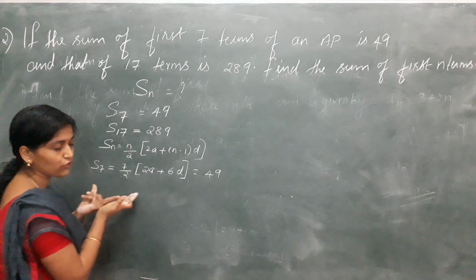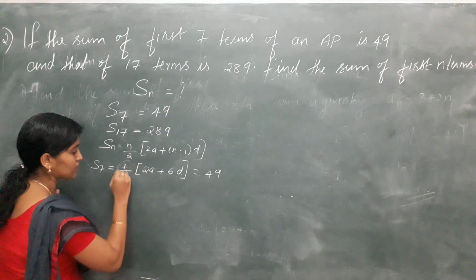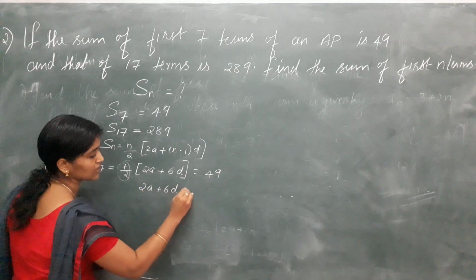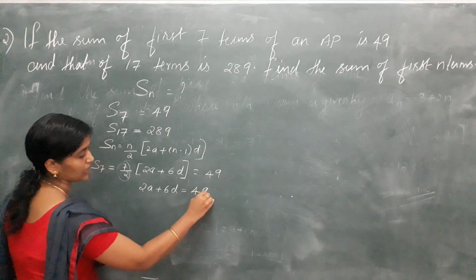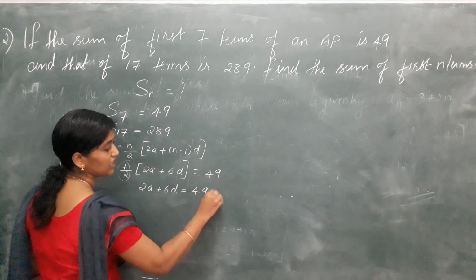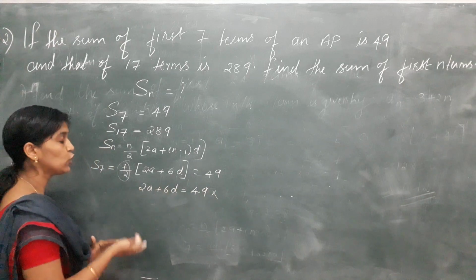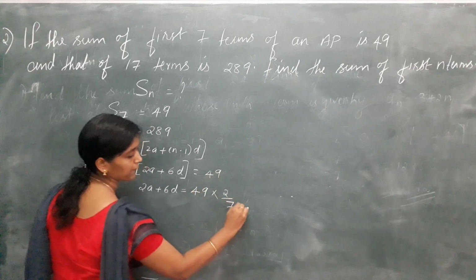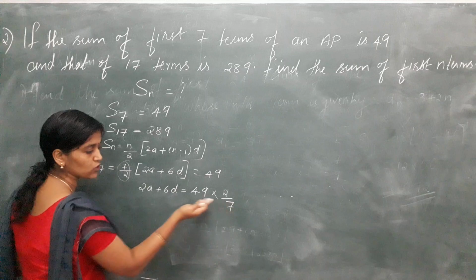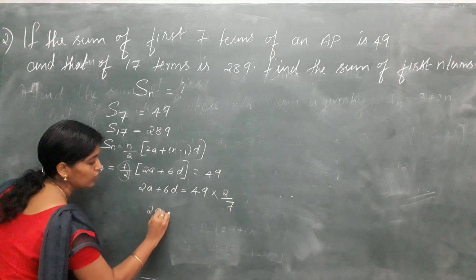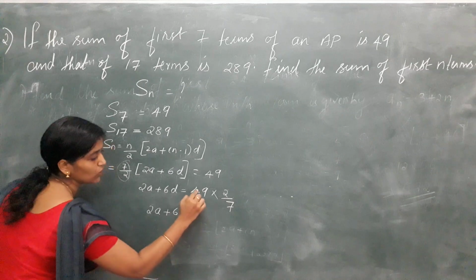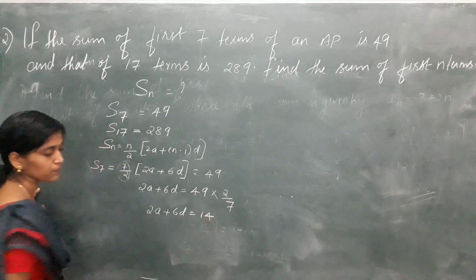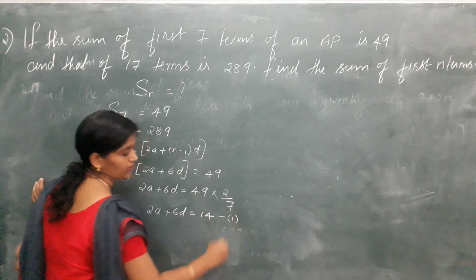Using this, we are going to form an equation. For that, I am going to transpose 7 by 2 to the other side. So we will get 2a plus 6d is equal to 49, and 7 by 2 when transposed becomes 2 by 7. Now we know 49 is a multiple of 7, so we can cancel it. So we get 2a plus 6d is equal to 7 into 2, which becomes 14. Take it as equation number 1.